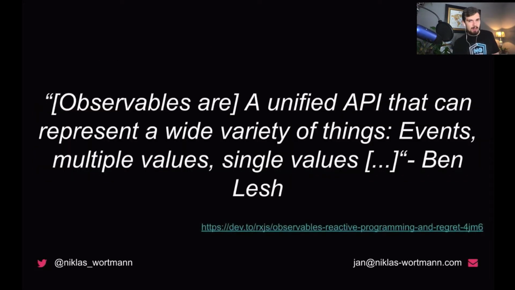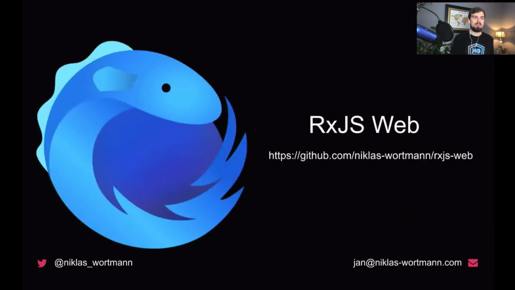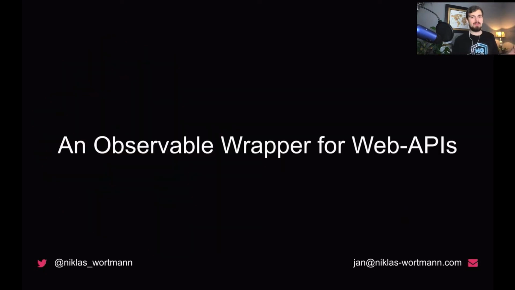But luckily, we have observables, right? And Ben Lesh, in one of his recent blog posts, had this quote that I really like that describes RxJS really well, or observables particularly. Observables are a unified API that can represent a wide variety of things, events, multiple values, single values, and so on and so forth. And this gave me the idea, so like, okay, why not move those weird web APIs over to a more reactive approach?